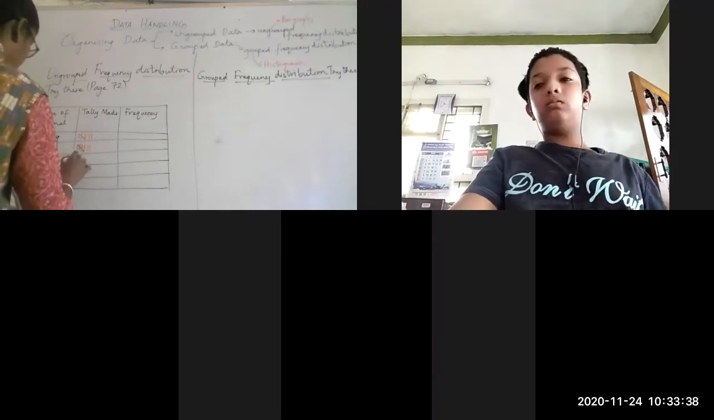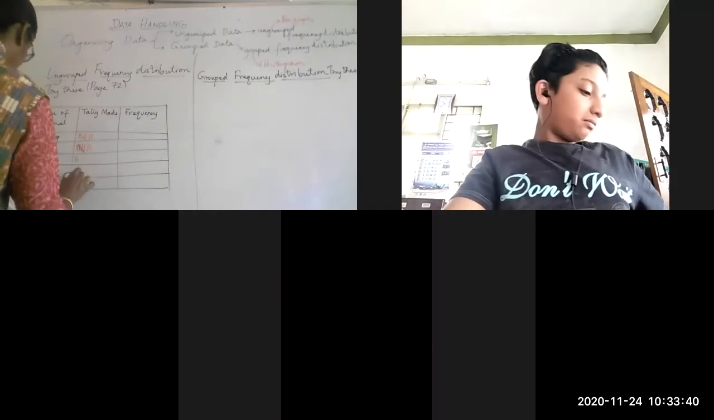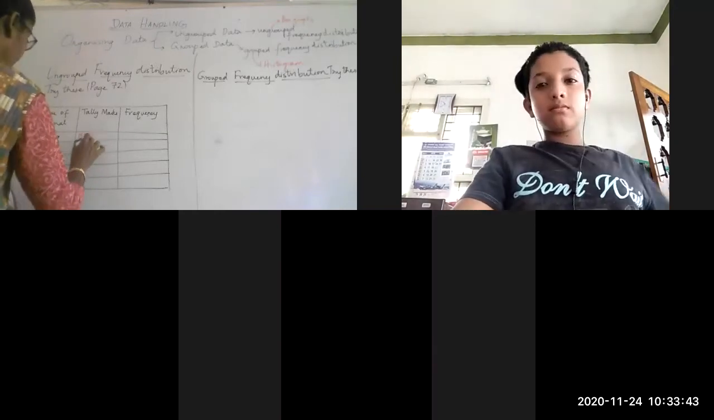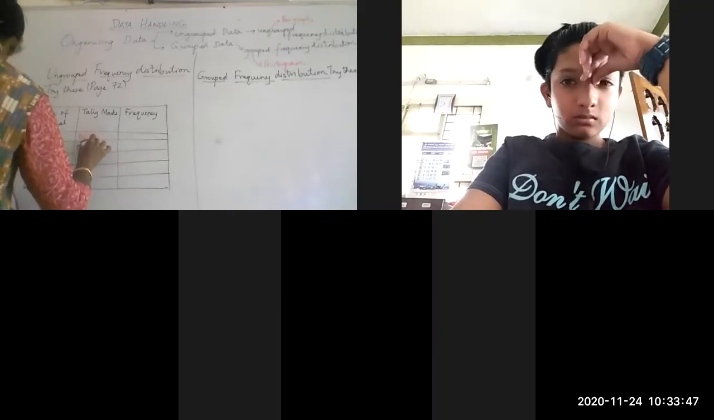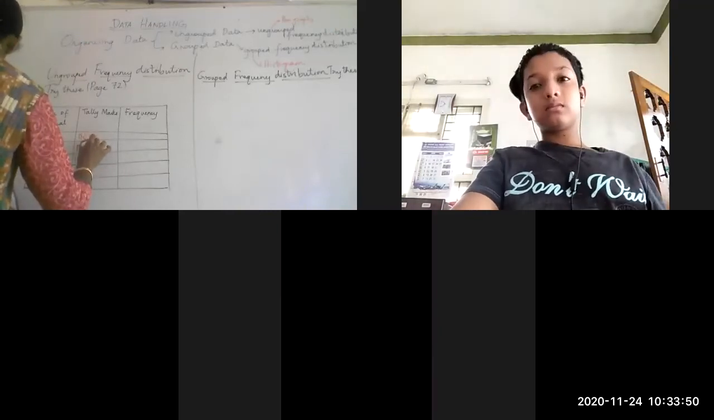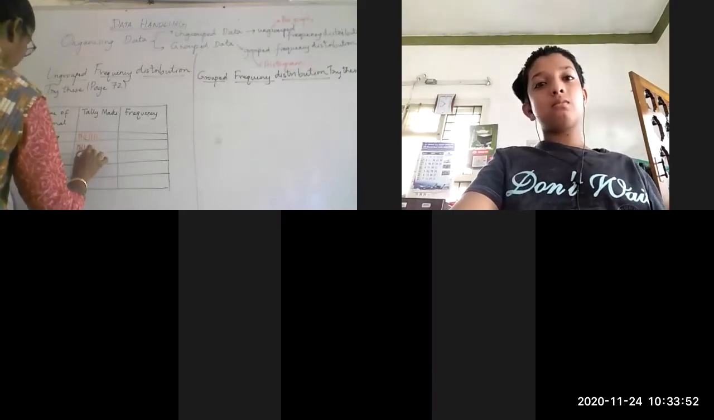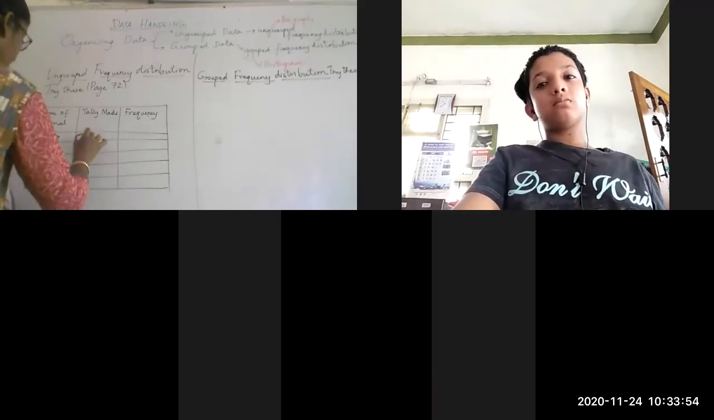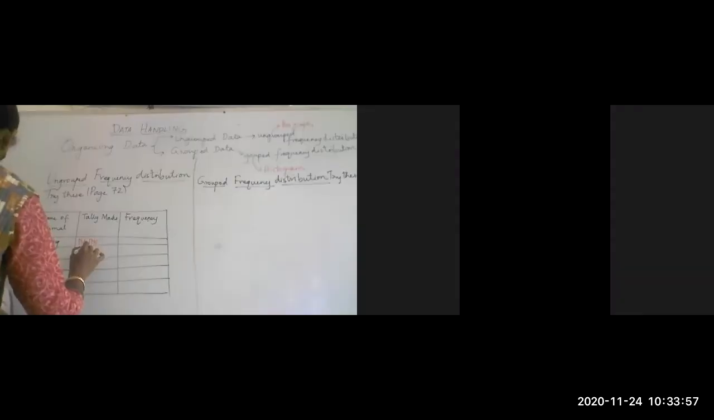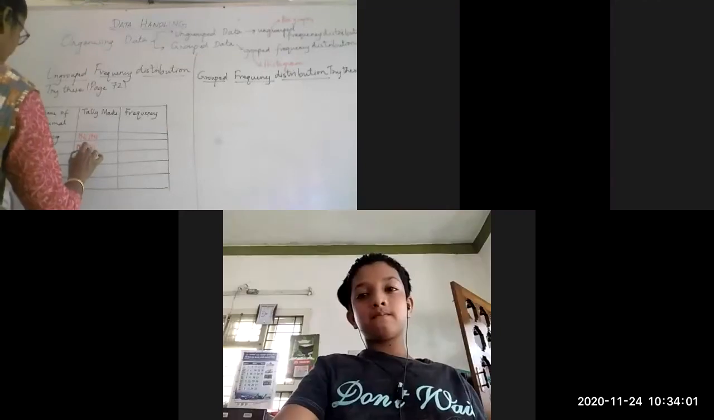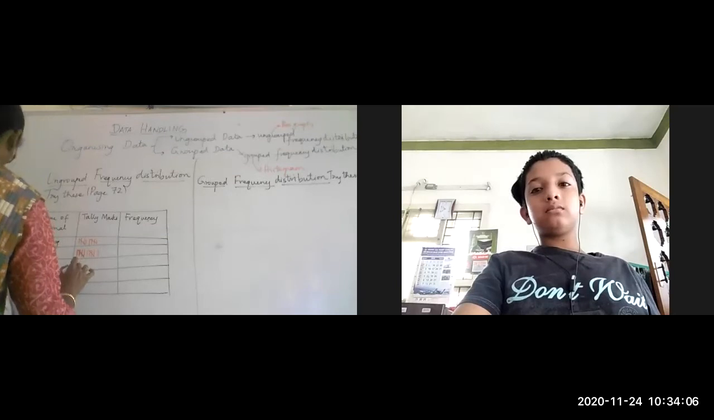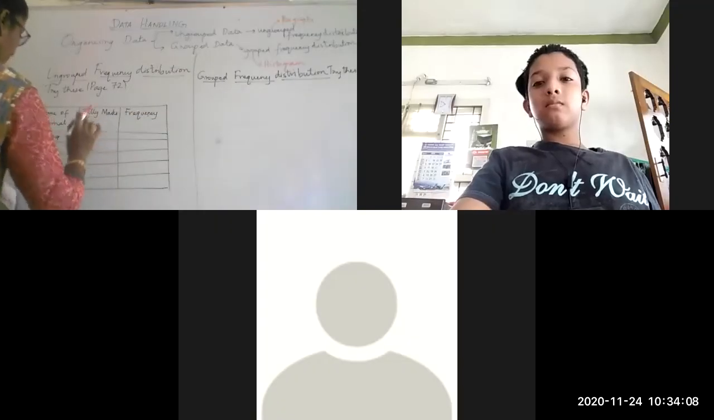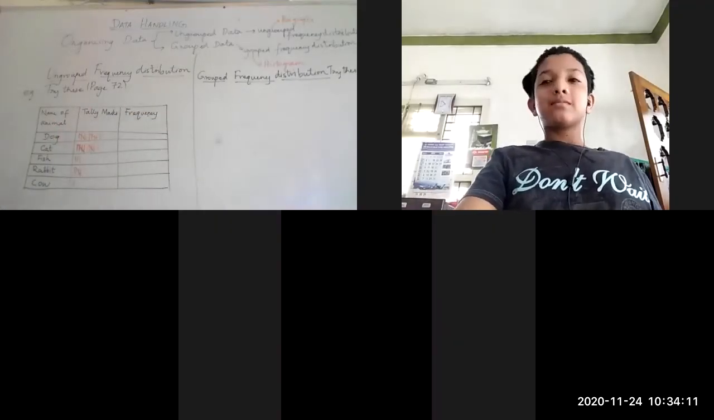then fish, rabbit, dog, cat, again dog, then cat, again a cat, then dog, rabbit, cat, fish, dog. So this is how the tally marks is complete.